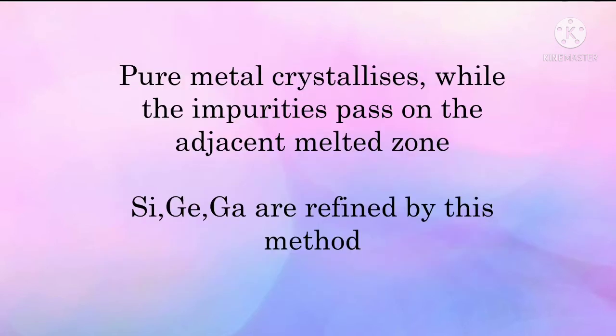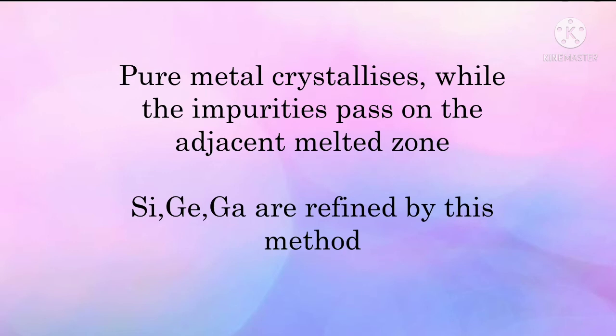இப்போ pure metal என்ன ஆயிரும்னா crystallize ஆயிரும், while the impurities pass on to the adjacent melted zone னு சொல்கிறோம். அப்போது அந்த molten regionலேயே அந்த impurities எல்லாம் present ஆயிருக்கும். That will move from left to right, or when you move across, all the impurities present in that particular impure metal will be swept from one end to the other end. Now we have to repeat the process several times so that you will get highly pure metal. So highly pure metal can be obtained by this method னு சொல்கிறோம்.